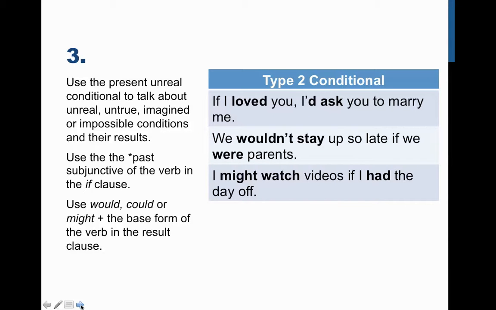Okay. Use the present unreal conditional to talk about unreal, untrue, imagined, or impossible conditions and their result. Use the past subjunctive of the verb in the if clause. Use would, could, or might plus the base form of the verb in the result clause. If I loved you, I'd ask you to marry me. The truth is I don't love you, and I'm not going to ask you to marry me.